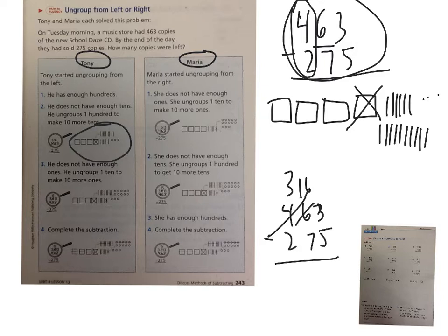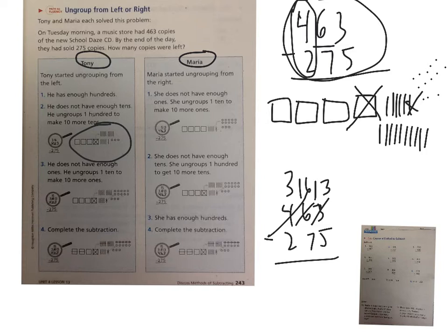Okay? So he looks at his ones and realizes I don't have enough ones either. So what he does is he takes away one of his tens, makes it into 1, 2, 3, 4, 5, 6, 7, 8, 9, 10. Okay? So he's going to turn that into 13. And now he can work it out because he has enough to do it from each place value.